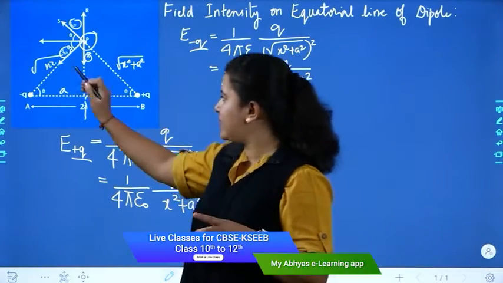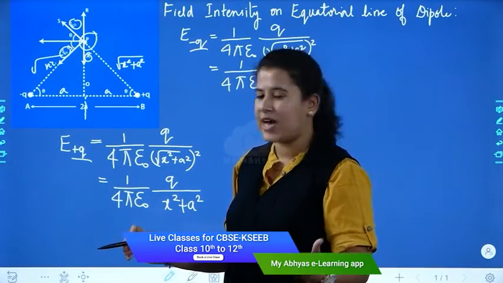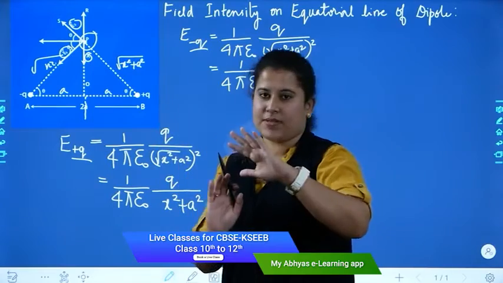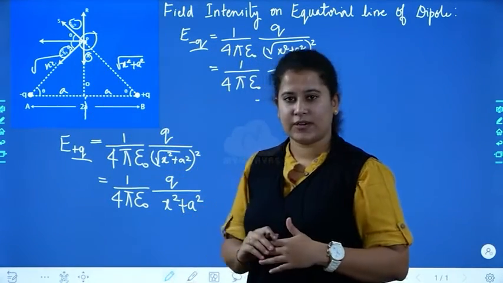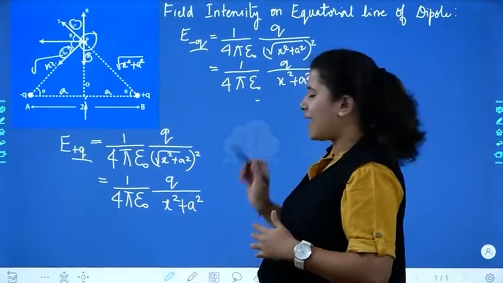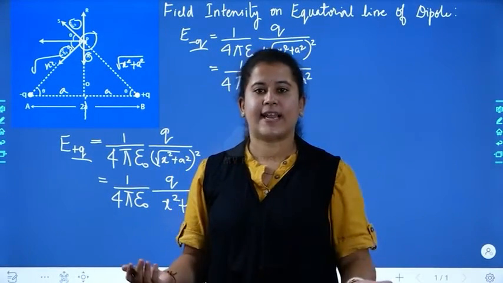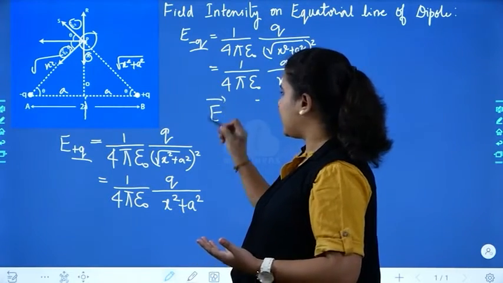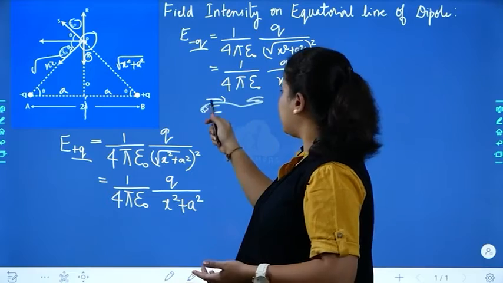Because see here, you can see, right? Due to minus q, if you keep a test charge, minus q attracts, but plus q repels. So there is a force of attraction here and a force of repulsion here. Clear? So if the magnitude is the same, then there is no need of adding up, because I'll just take the electric field intensity common, that is E vector.